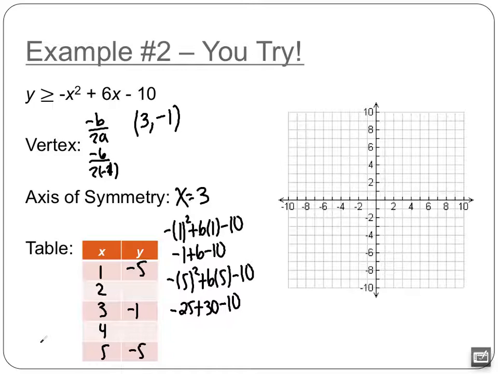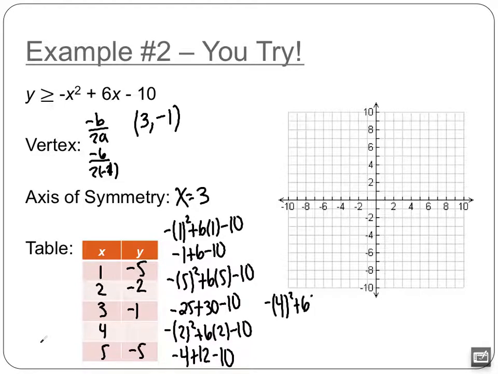Okay, now substituting in 2. This is negative 4, add 12, subtract 10. Negative 4, add 12 is 8, subtract 10 is negative 2. Last one, substituting in 4. This ends up being negative 16, add 24, subtract 10, which is again negative 2. Okay, now we're ready to graph.